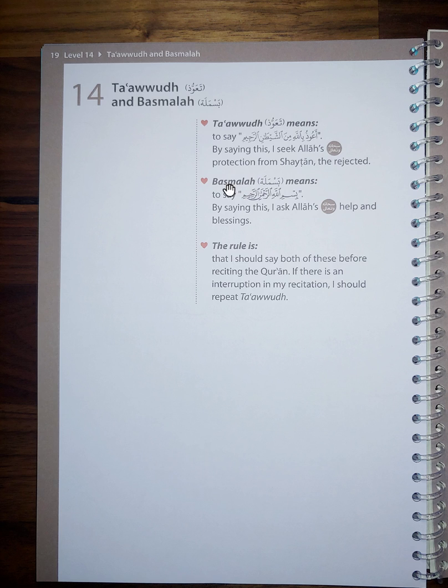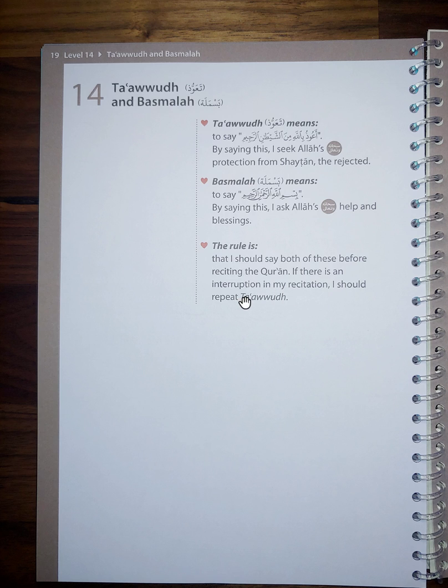The second paragraph, Basmalah means to say Bismillahir Rahmanir Rahim. By saying this, I ask Allah subhanahu wa ta'ala's help and blessings. The purpose and the reason for saying Basmalah is to ask Allah's help, to ask His blessings, to ask for His assistance. Finally, the rule is that I should say both of these before reciting the Quran. If there is an interruption in my recitation, I should repeat ta'awudh.